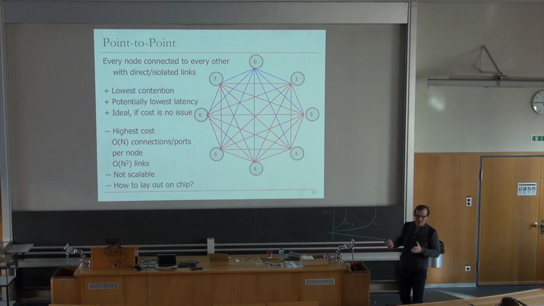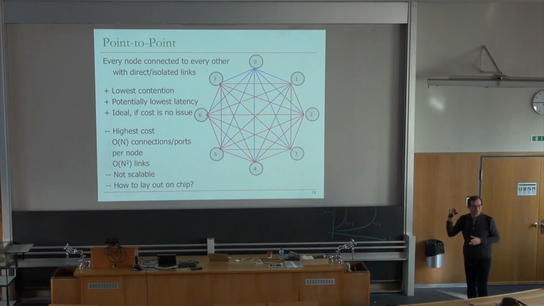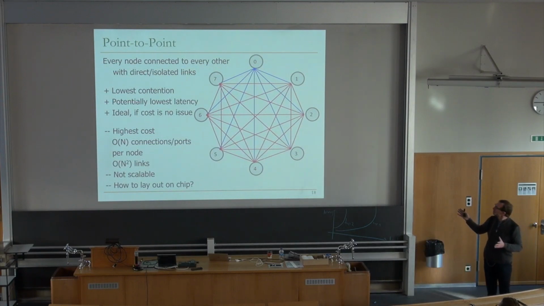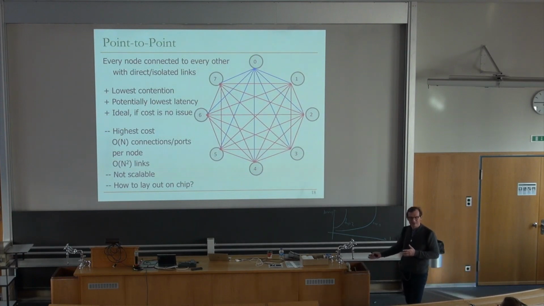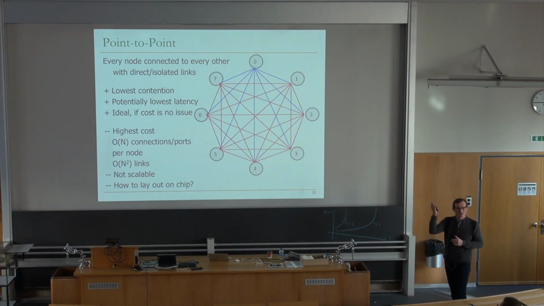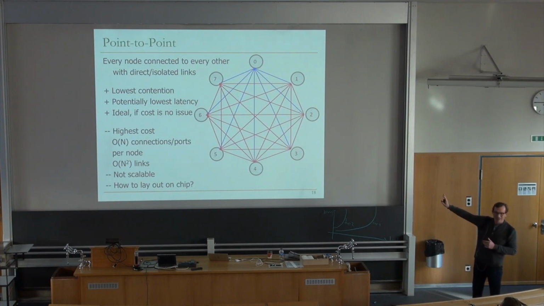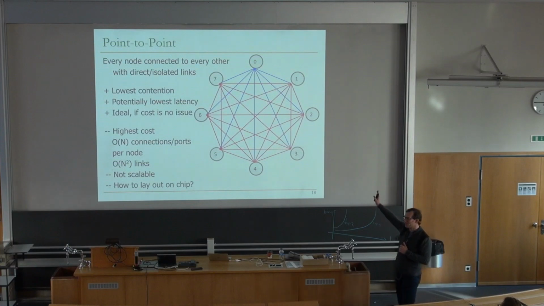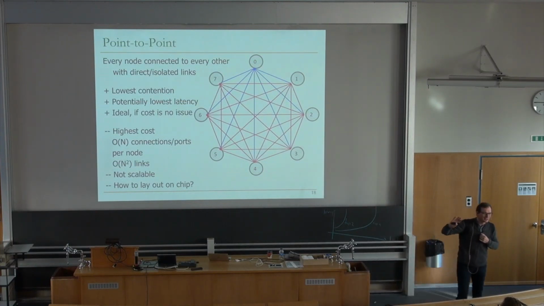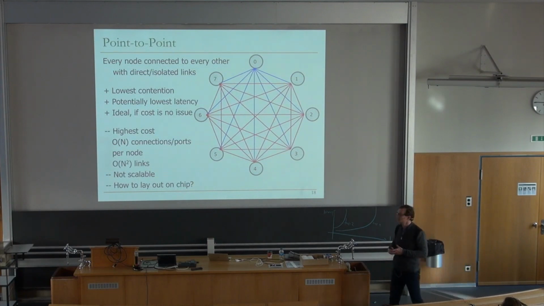And also, there's this issue. How do you lay this out on a chip? So if you're doing this on a chip, there are a lot of wires that are crossing each other, right? You need to basically have a lot of metal layers to lay this out. 8 may not be that bad, but if you scale this up to 16, 32, 64, 1,000, now it becomes basically insurmountable. It's very difficult to lay this out. So we're going to talk about laying it out on a chip.